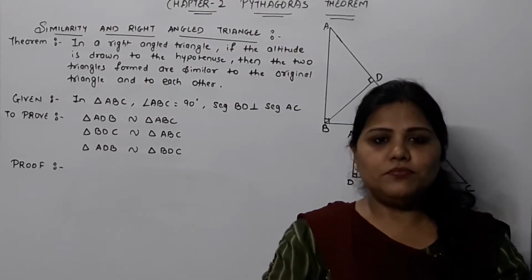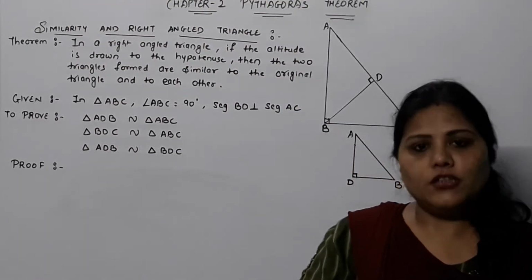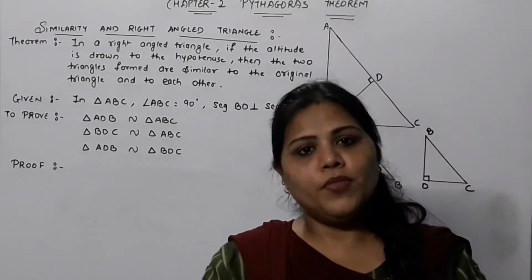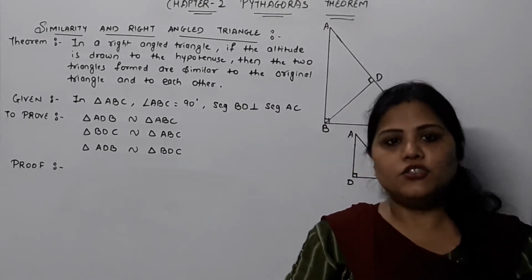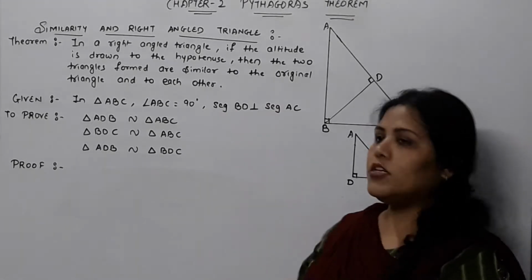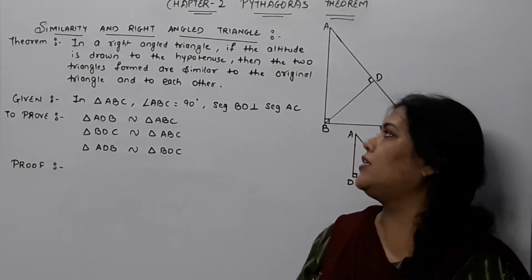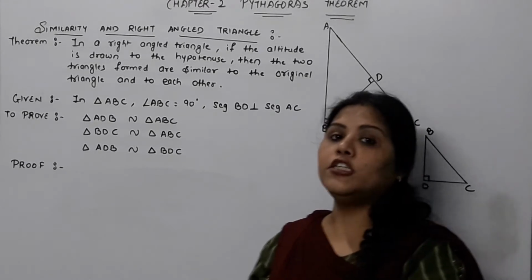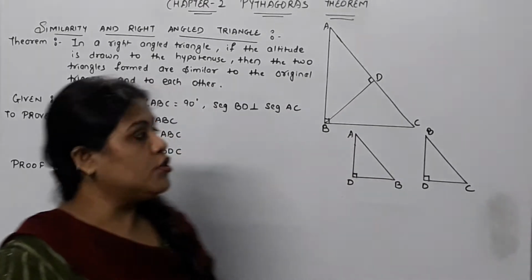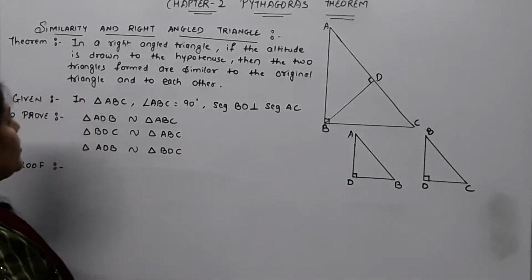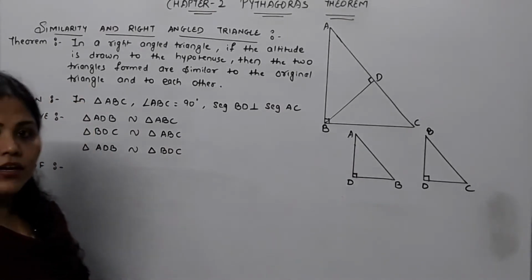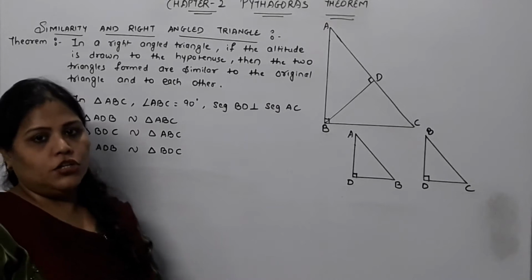Welcome back, children. Our today's topic is theorems related to this chapter, and here the first theorem is similarity and right angle triangle. Now, in this first theorem, it is given in a right angle triangle. If the altitude is drawn to the hypotenuse of the triangle, then the two triangles so formed are similar to the original triangle and they are similar to each other also.